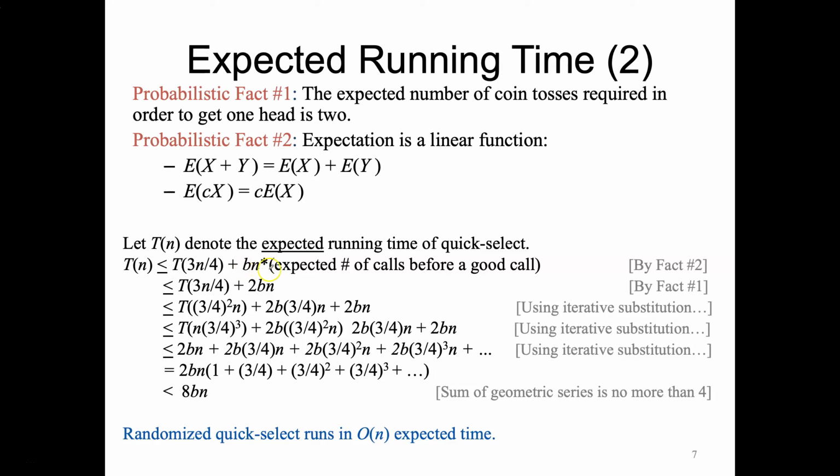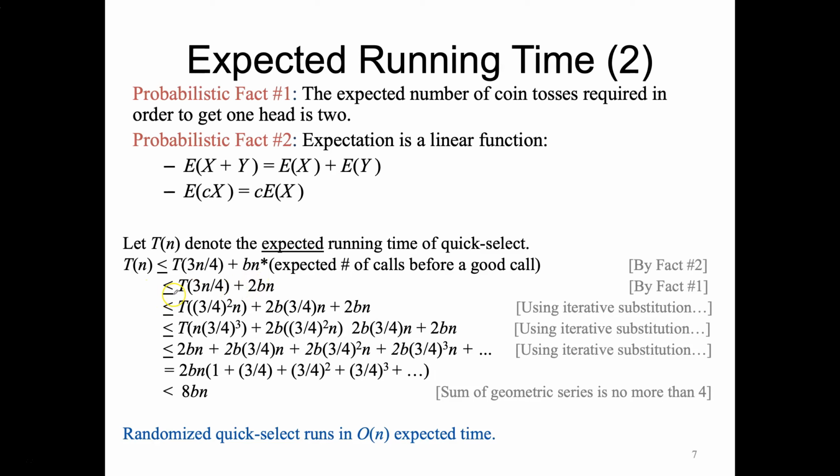This is how many times we have to partition before we make a good call. But by the time we make a good call, no matter if we recur on L or G, that means we break up our sequence into something no more than 3/4 the size of our original input, and we call quickselect recursively on that smaller input. So we know from the first fact that the expected number of calls before we get a good one is 2, because we have a 1 in 2 chance of getting a good pivot.